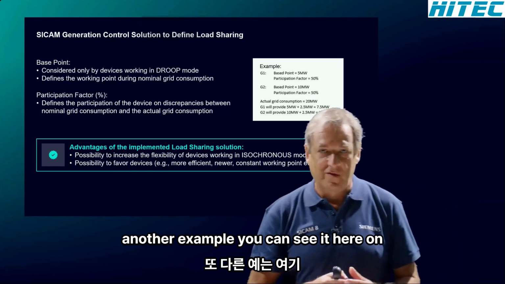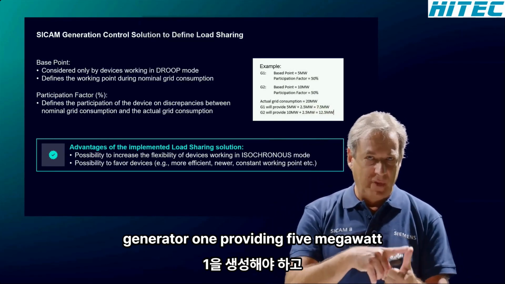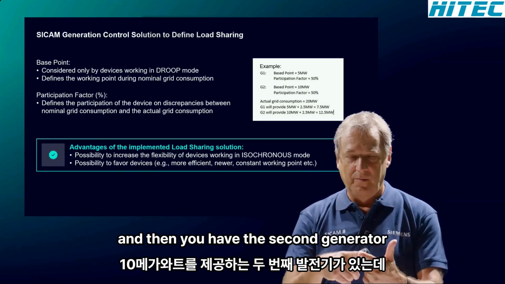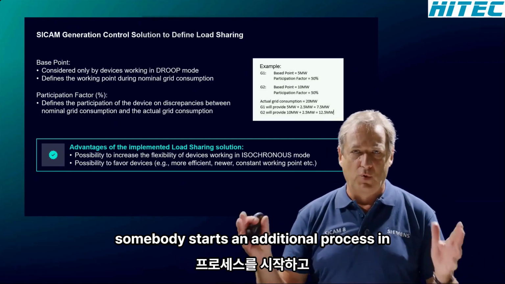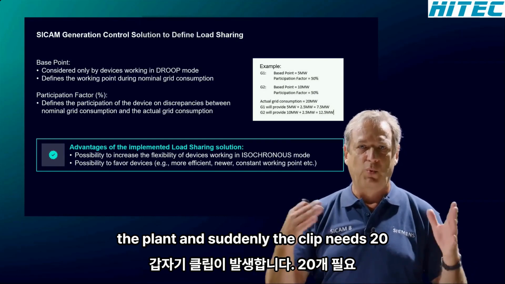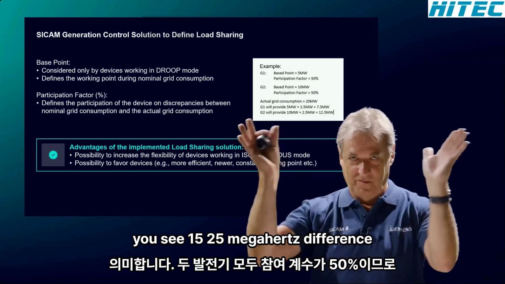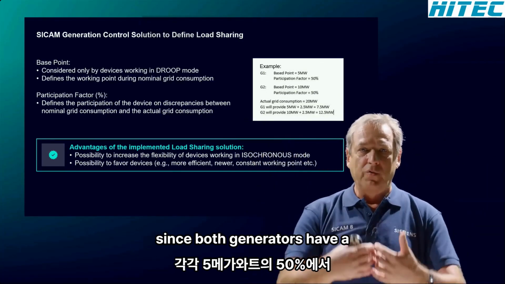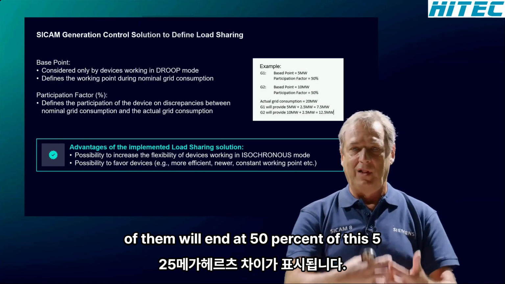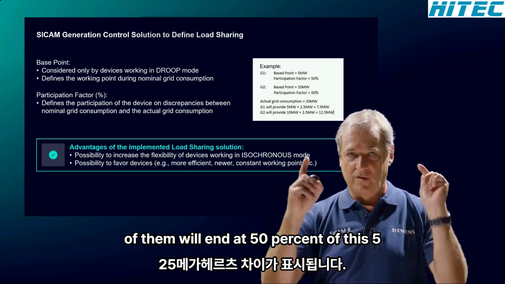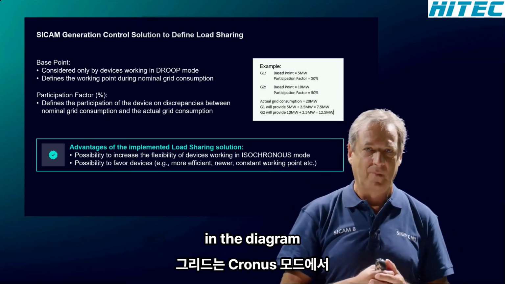Another example, you can see it here on the slide in the white box. Here you have a generator 1 providing 5 megawatt. And then you have the second generator providing 10 megawatt. But then suddenly somebody starts an additional process in the plant and suddenly the grid needs 20 megawatt. This means a deviation of 5 megawatt. You see, 15, 20, 5 megawatt is the difference. Since both generators have a participation factor of 50%, each of them will end at 50% of this 5 megawatt. So you see, it is quite simple. You see it in the diagram.